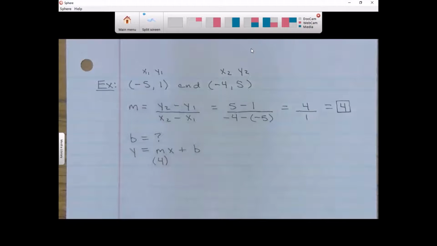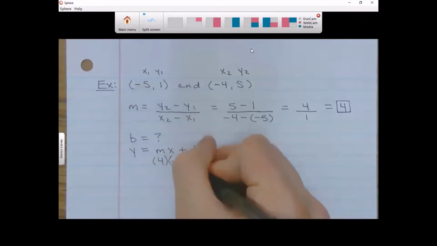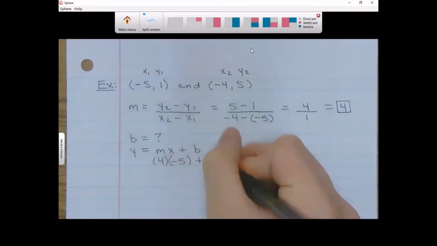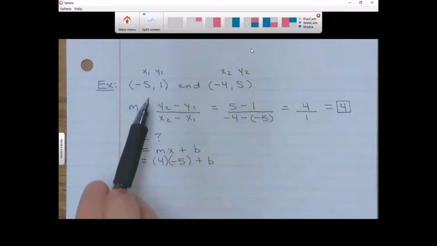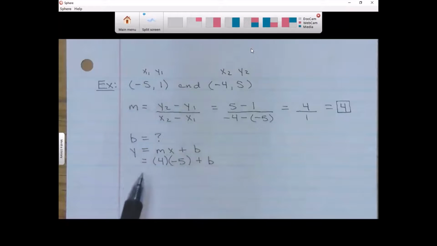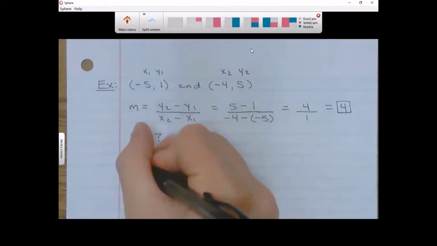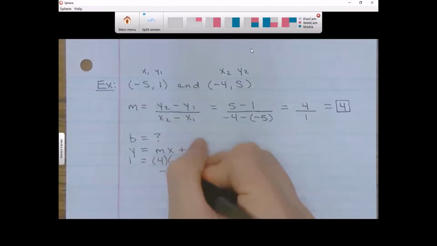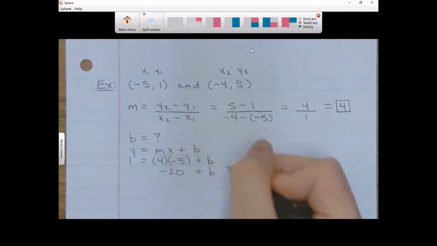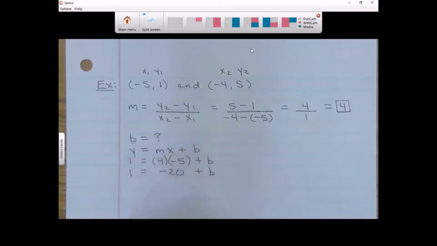The first point tells me that x is negative 5. So I'm going to let this x be negative 5. And I bring down my plus b. Also, from this first point, it tells me that my y value is going to be 1. So I'm going to put in a 1 for my y. Okay, so now 4 times negative 5, that's going to give me negative 20. And I bring down the plus b and the equals 1.